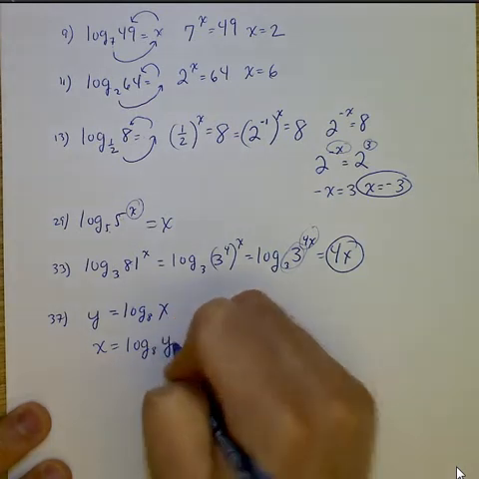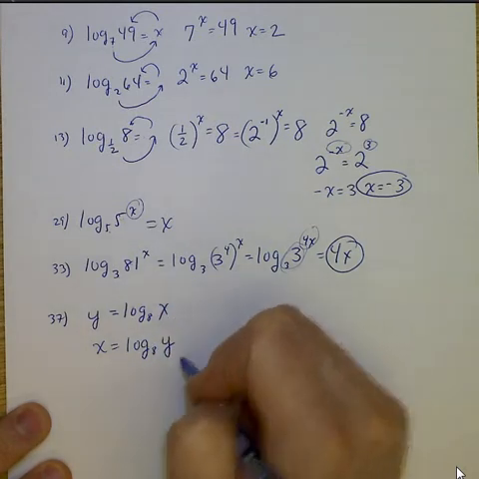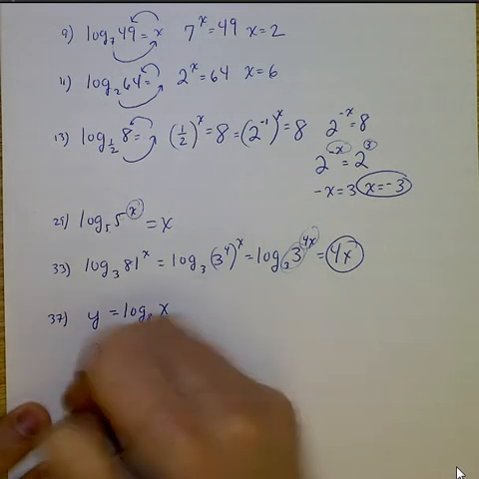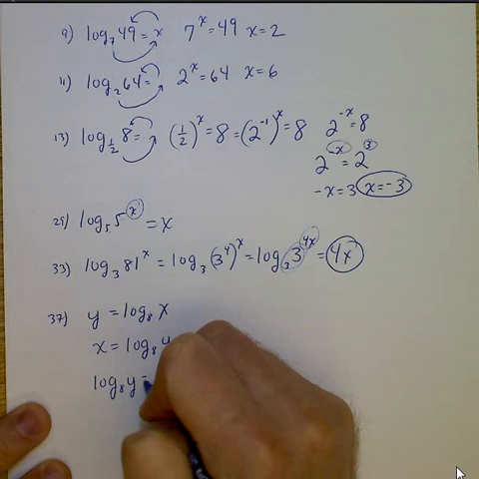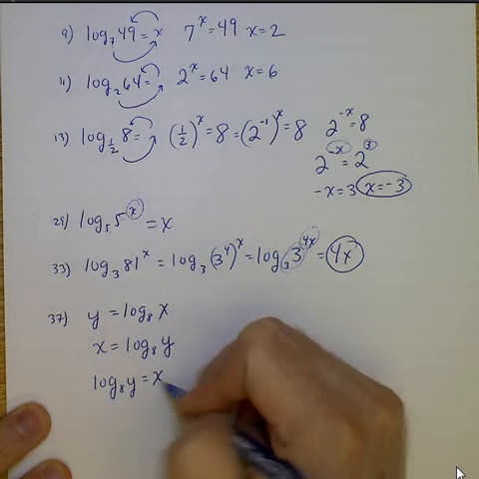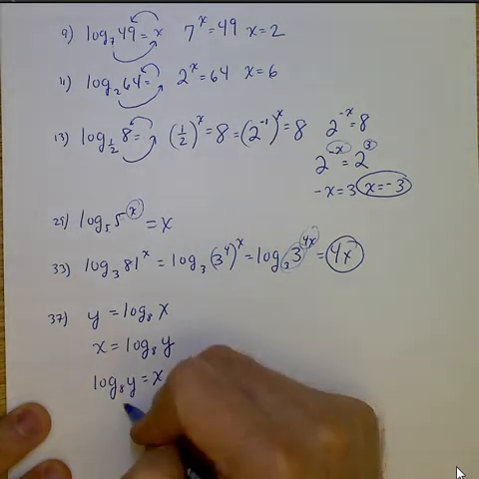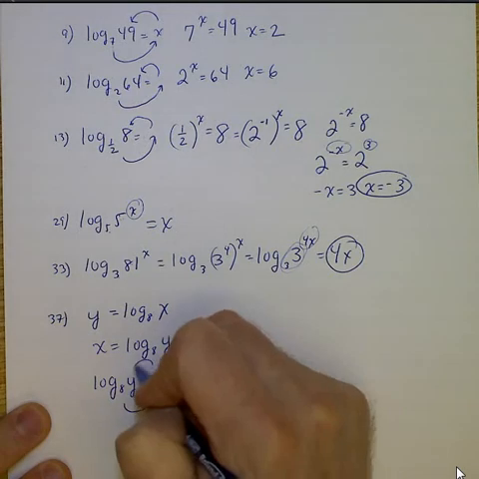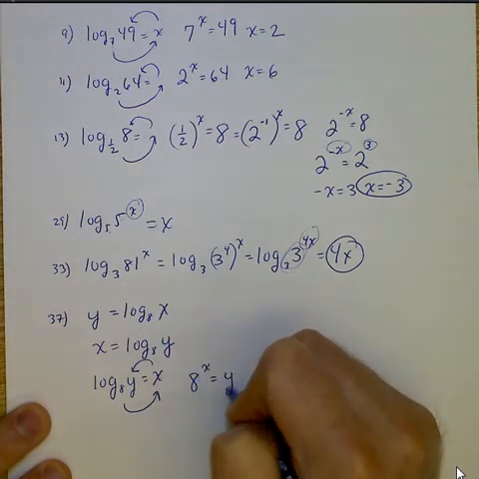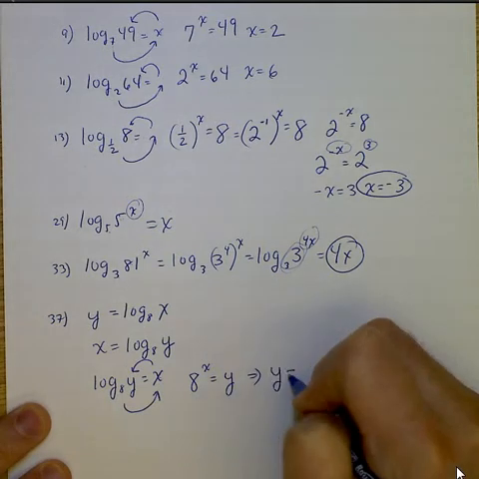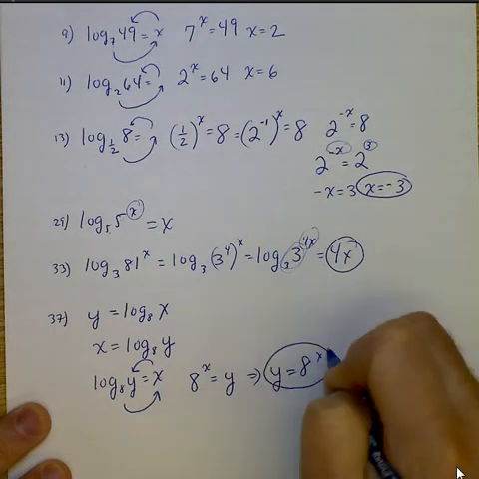After you do that, I want you to rewrite this, but switch the order. Put the log term on the left and the x on the right. And then remember the rule. It's this counterclockwise motion. 8 to the x equals y, which I can rewrite as y equals 8 to the x, and that's your answer. So good luck with that.